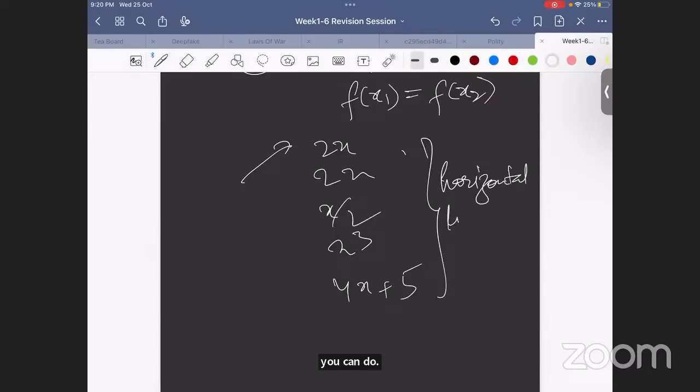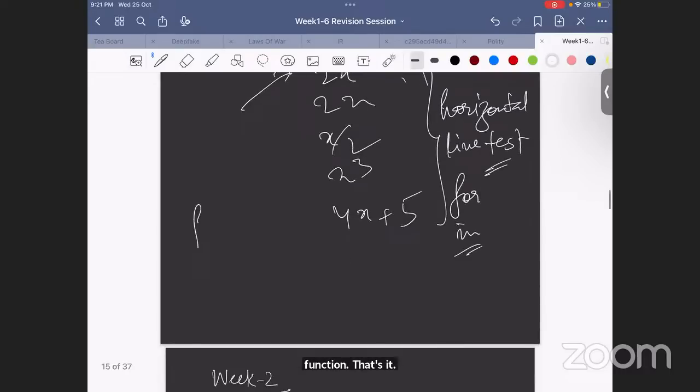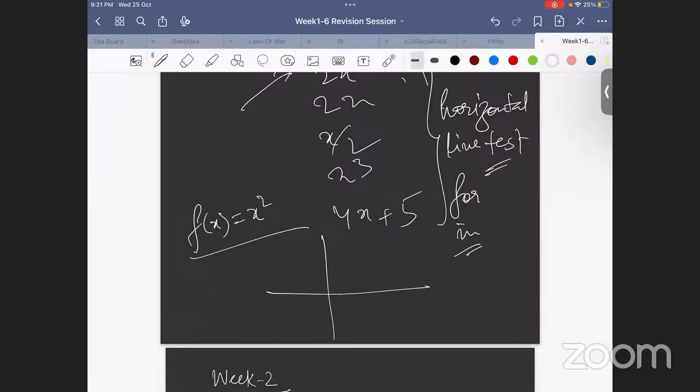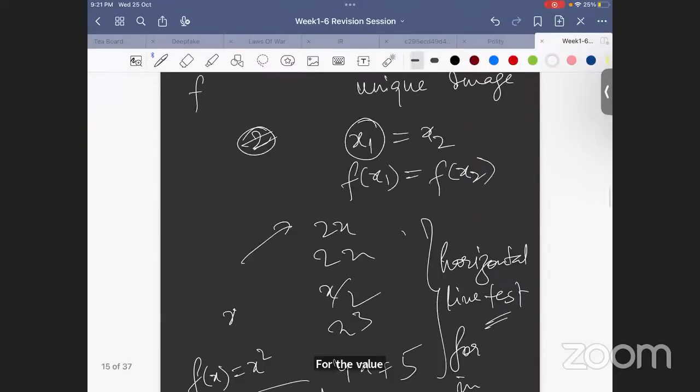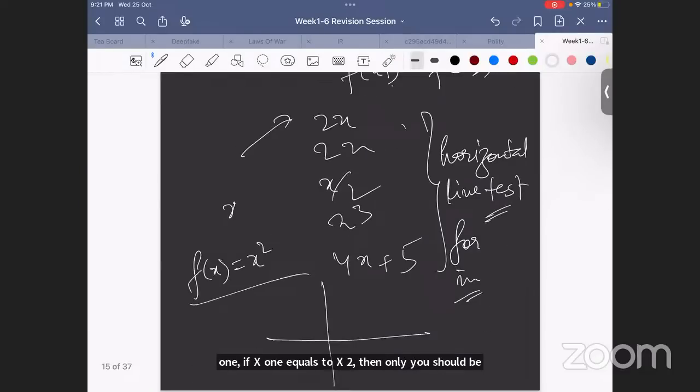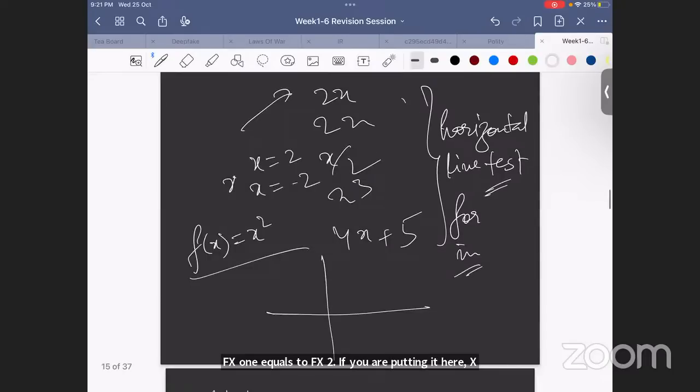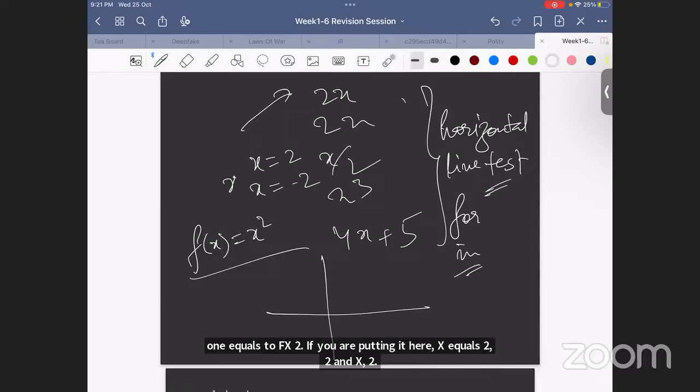f(x) equals x squared will not be an injective function, right, sir? f(x) equals x squared. What is the value you are getting? I told you for unique x1, if x1 equals x2, then only you should be getting f(x1) equals f(x2). If you put x equals 2 and x equals -2, what value are you getting? 4. So for two different values, you are getting one image, right?